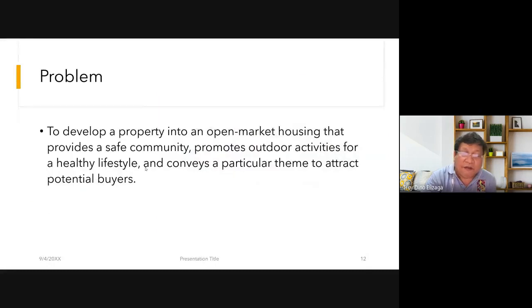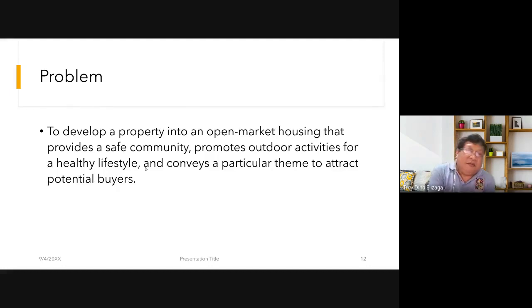So if we are to write down the problem in terms of a research paper, the problem would be: the study aims to develop a property into an open market housing that provides a safe community, promotes outdoor activities for healthy lifestyle, and conveys a particular theme to attract potential buyers. So it's as easy as that. In just one sentence, you have everything.